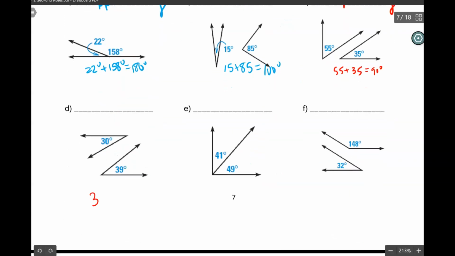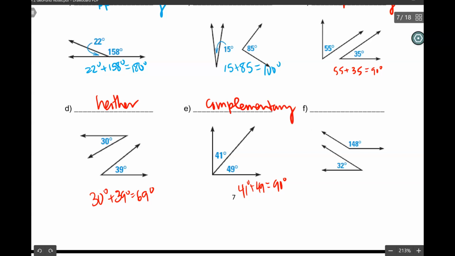If I take 30 plus 39, we have 69 degrees, and so this is going to be neither. If I add 41 plus 49 degrees, I get 90, and so that's going to be complementary. And then lastly, if I take 32 and add 148, this is going to equal 180, so this is going to be supplementary.